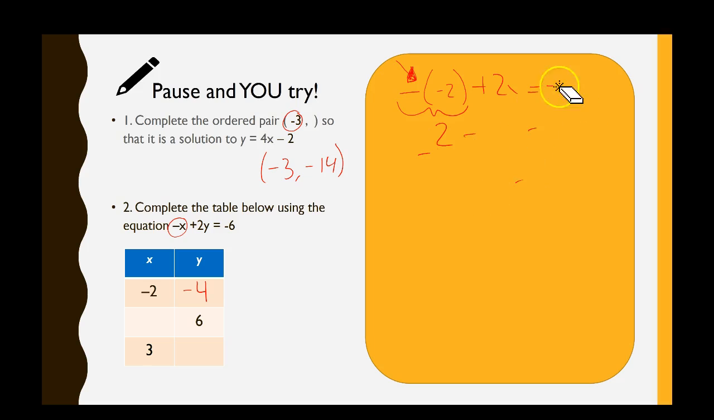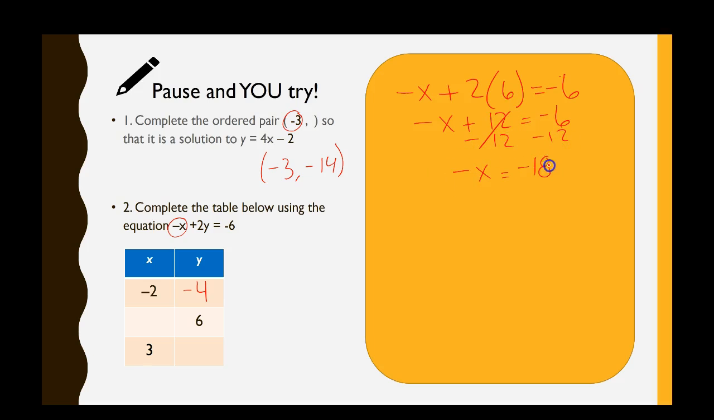All right, in the next one, I'm plugging in 6 for the y, so that's -x plus 2 times 6 equals -6. That's -x plus 12, and then I subtract the 12, and you get -18. Now I'm not quite done because I need to get rid of this negative. Remember, there's a 1 there, so that's going to give you x equals a +18. So that's what I would have had here, a +18. If you stopped here with the -18, you're not done because this should be a -x. So I can't be done until that's a positive.